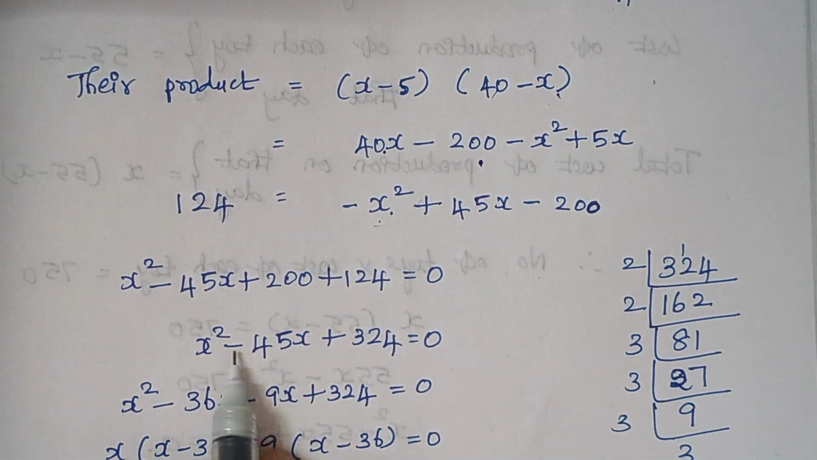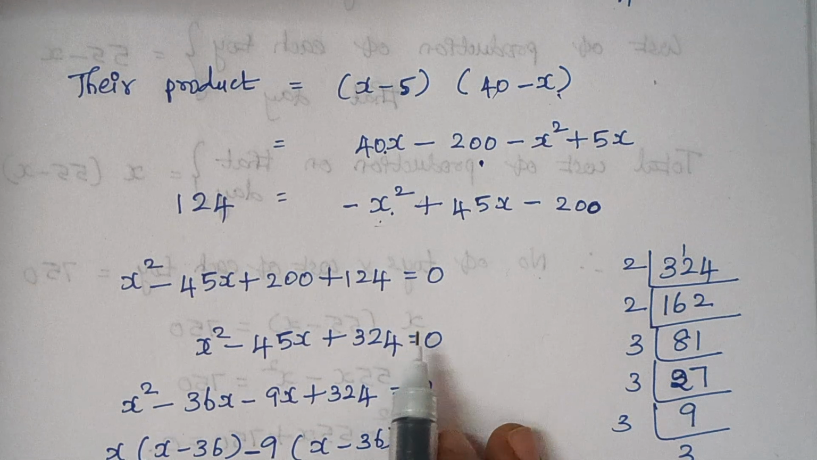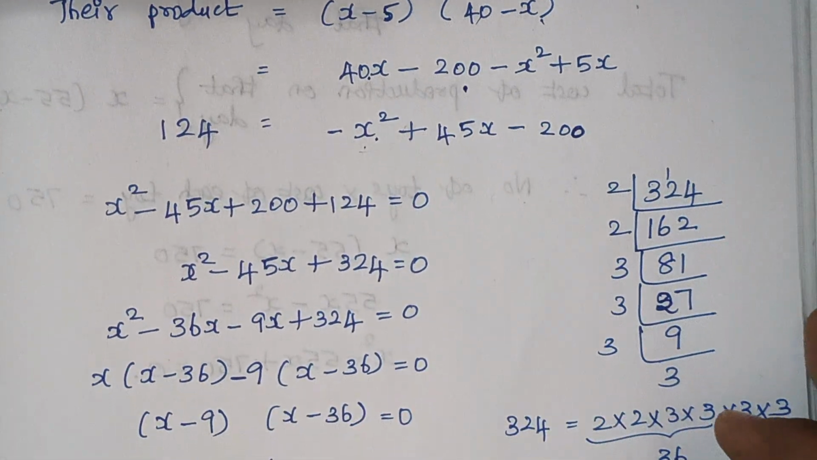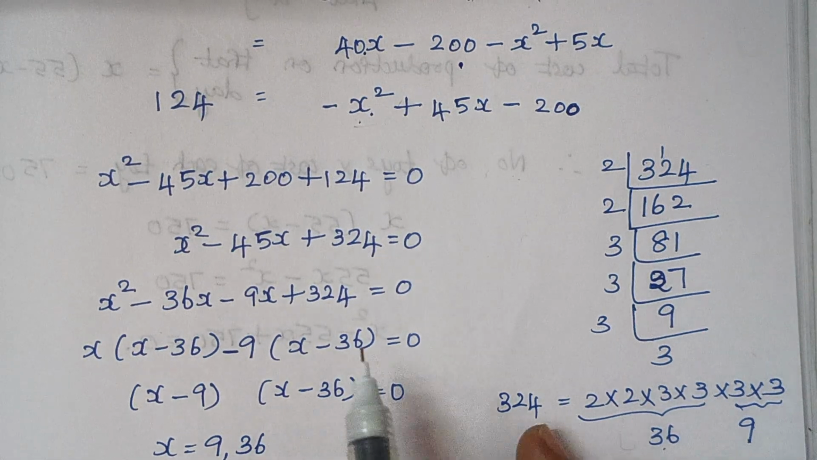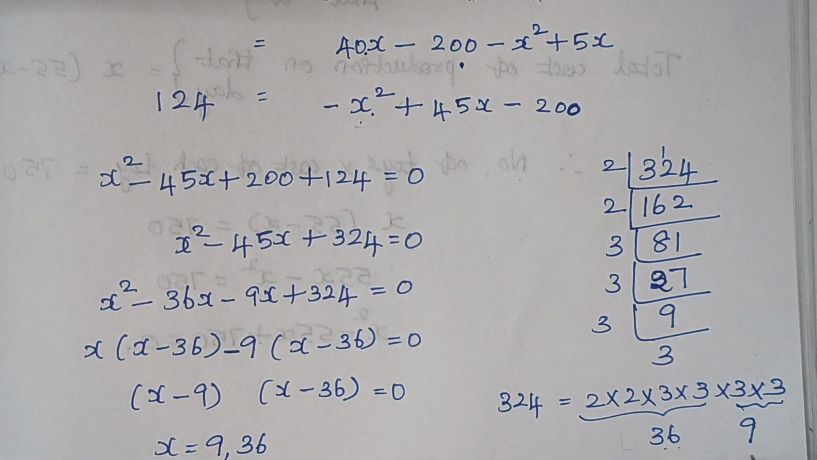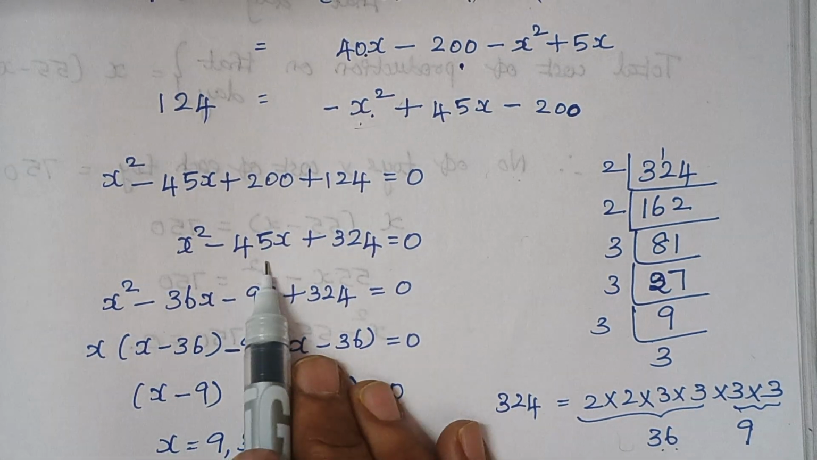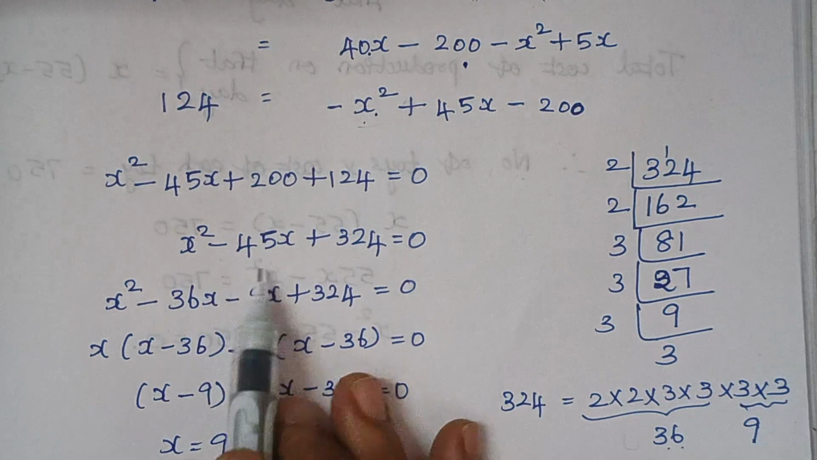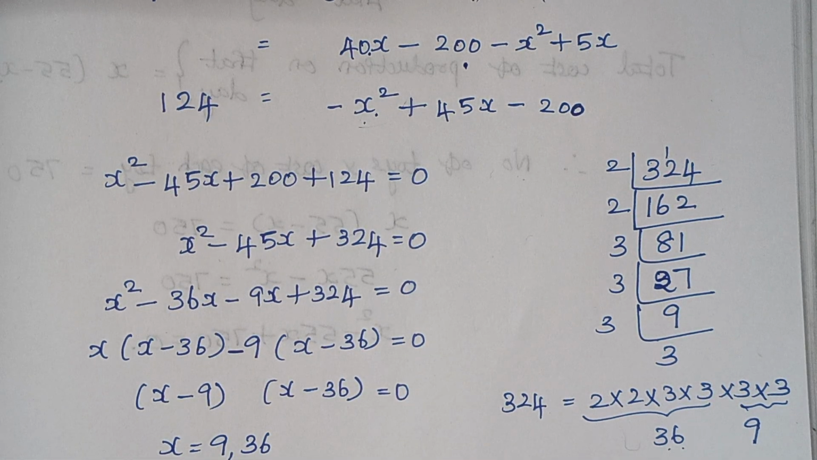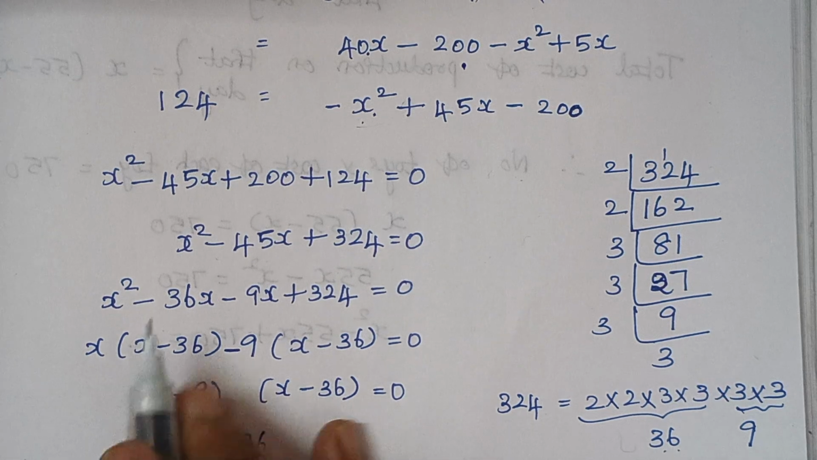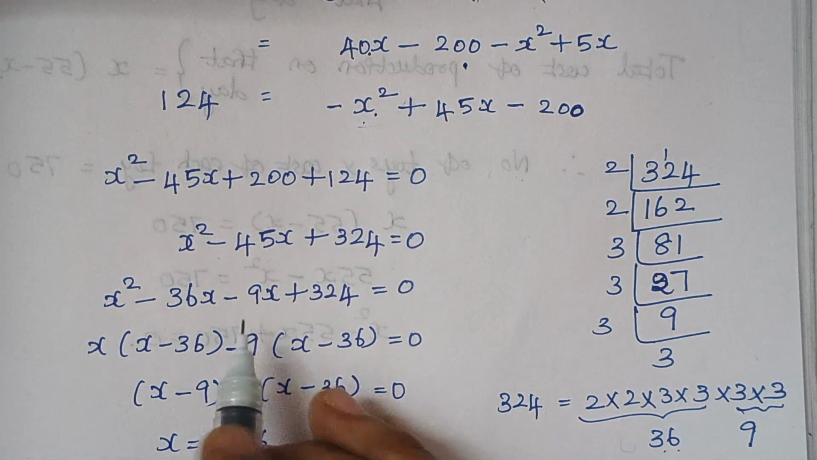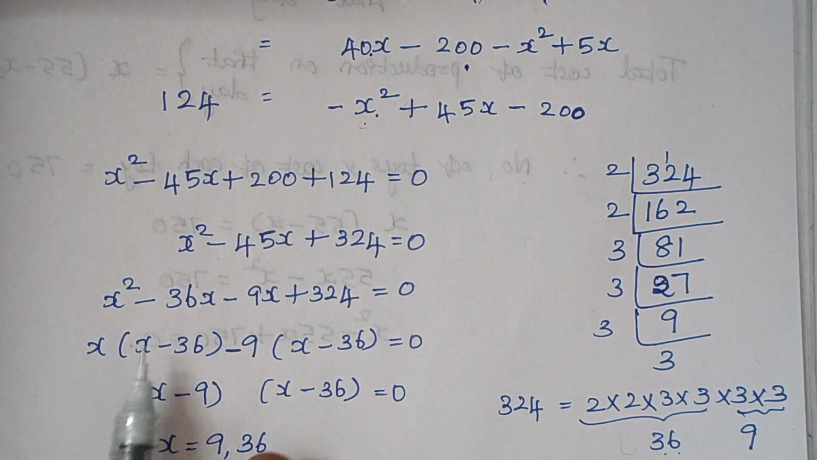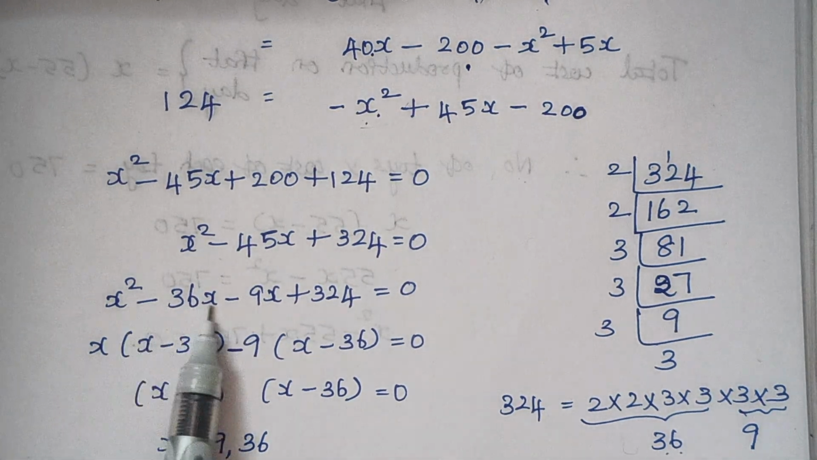So, now we have to solve this quadratic equation. We have to find the factors. So, I am splitting this as 36 and 9. 36 into 9 gives you 324 and when you add 36 plus 9 that will give you 45. Therefore, we are splitting this minus 45x as minus 36x and minus 9x. Minus 36 minus 9 will give you minus 45 and minus 36 into minus 9 will give you 324.